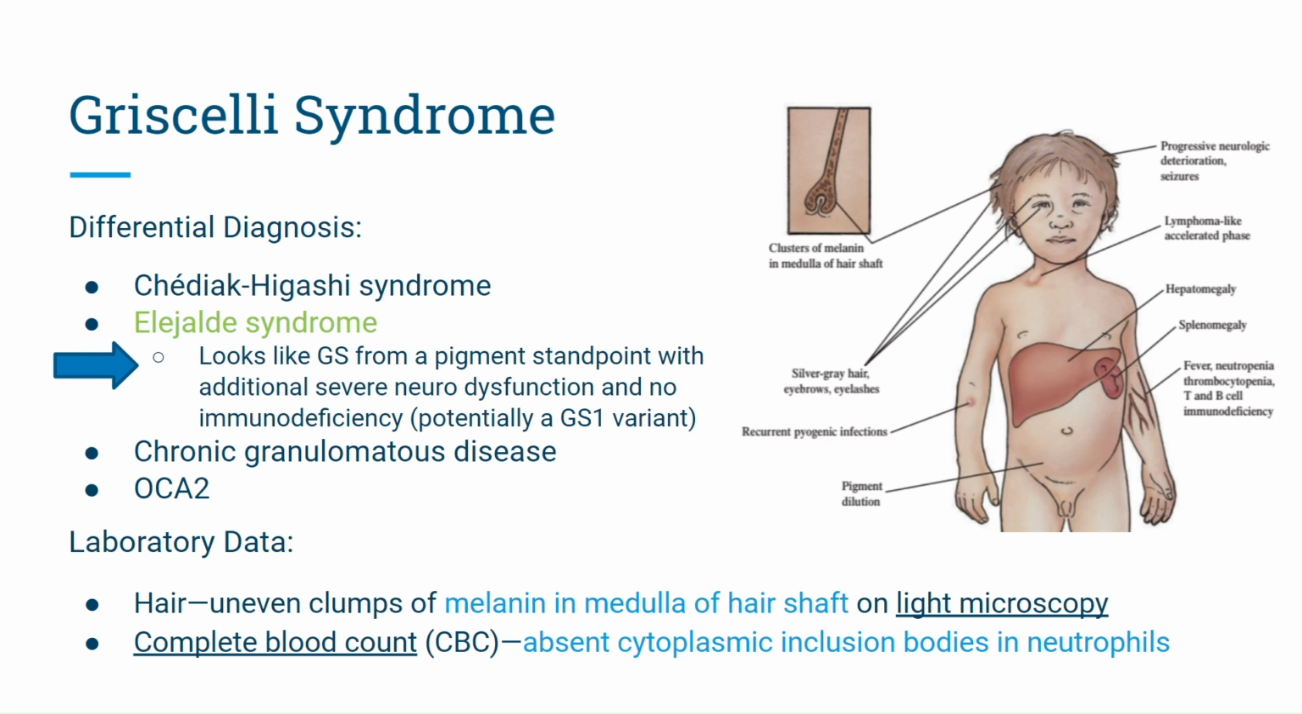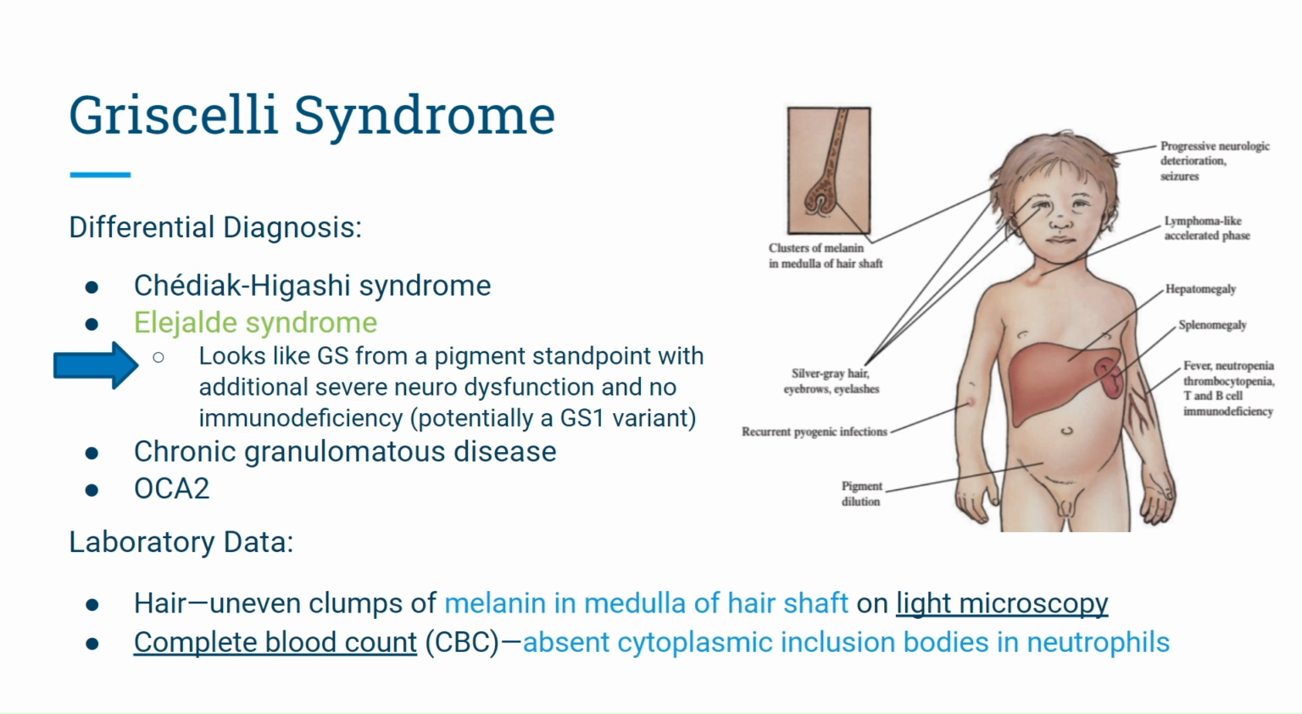syndrome from a pigmentary standpoint, but there is severe neurodysfunction and no immunodeficiency. So that's the key. No immunodeficiency and severe dysfunction. Elejalde syndrome looks like Griscelli syndrome, but it has severe additive neurodysfunction and no immunodeficiency. So it looks arguably similar to GS1, but with more severe neurological development. Chronic granulomatous disease, you can have that on your differential, OCA2.